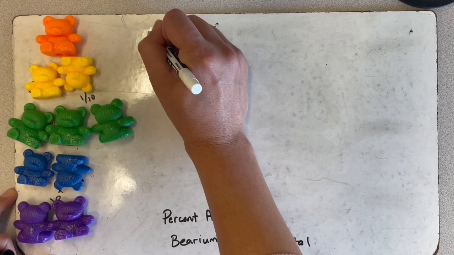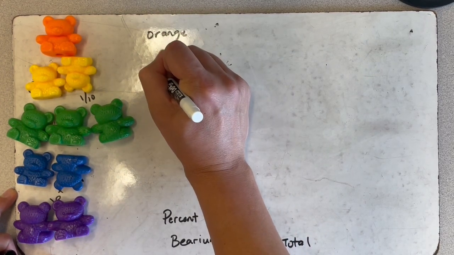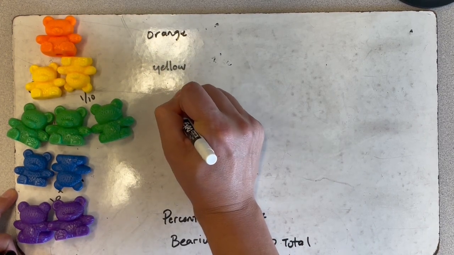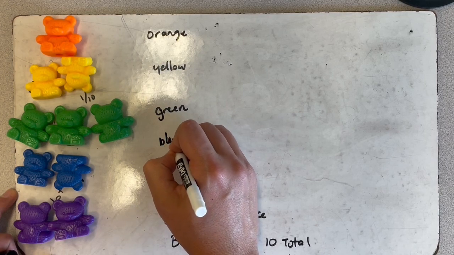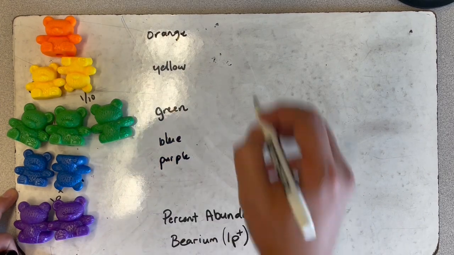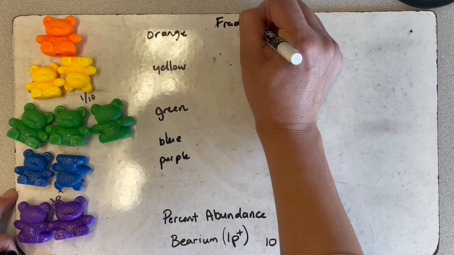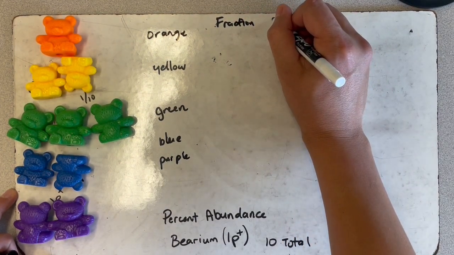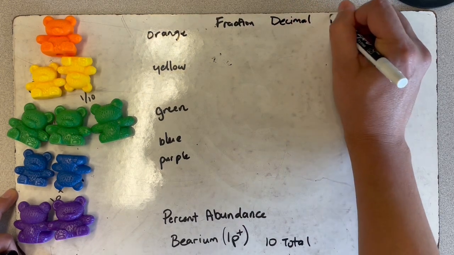So let's talk about the orange bear first. Then we can go with the yellow bears. We can go with the green bears next. We can talk about the blue bears after that. And finally the purple bears. So we're going to spread this out into 3 different sections. We'll talk about their fraction. We'll talk about their decimal form. And then we'll also talk about percentages.